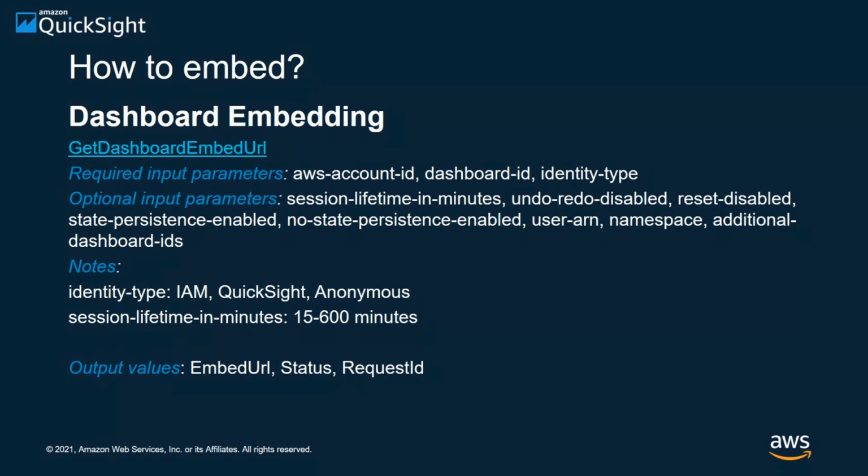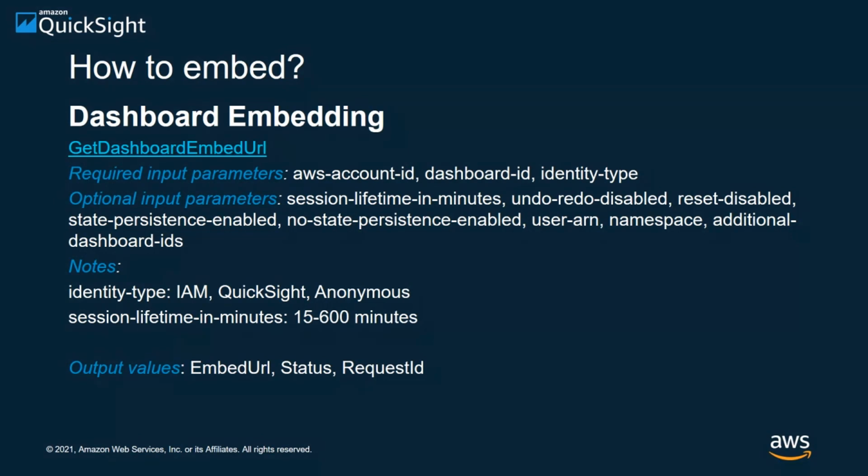This API has some required parameters and some optional parameters. The required parameters are AWS account ID, dashboard ID, and identity type. AWS account ID is your account ID. Dashboard ID is the ID that you can get from your dashboard when you're building it in QuickSight and publishing it. So it is part of the URL. It's a unique ID that defines the dashboard.